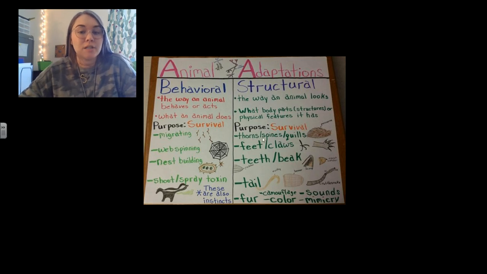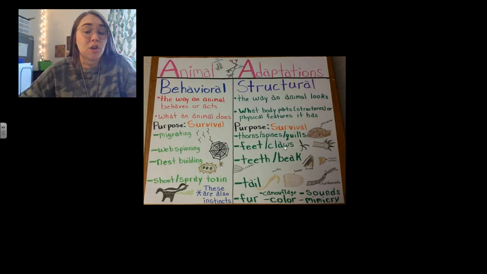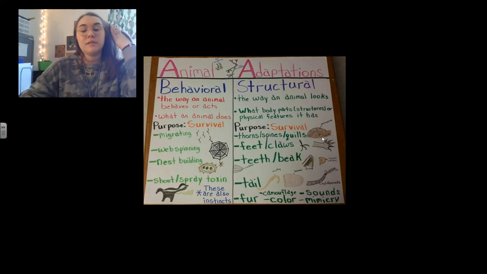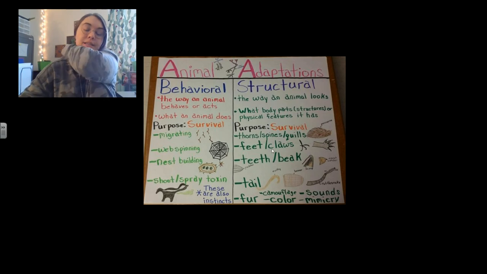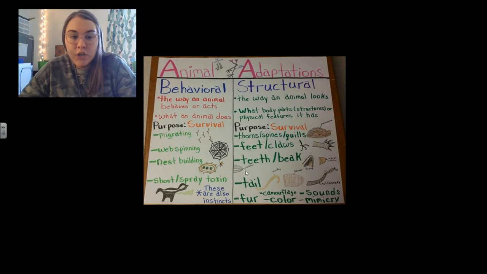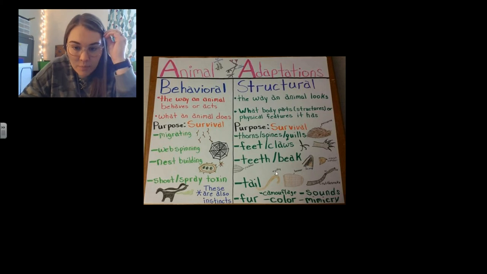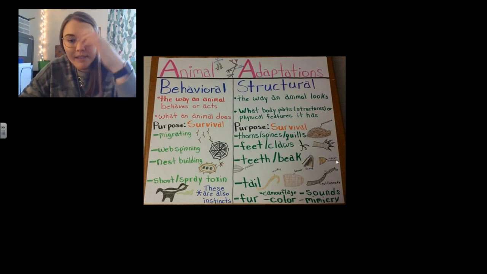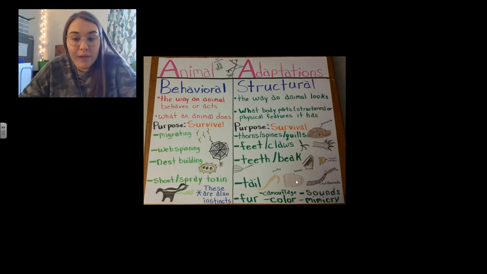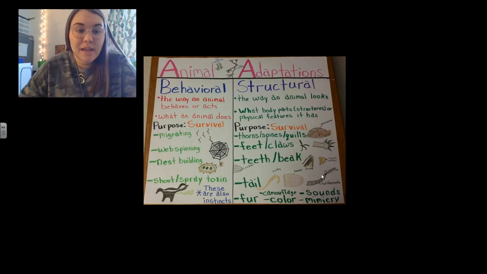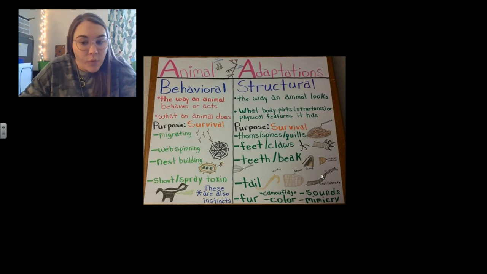We might see thorns, spines, or quills, like on a porcupine or a hedgehog. Feet or claws: they might have different types of feet, like birds have different feet and alligators have different feet. Those are adapted to their environment and to what they use their feet for. We might see different types of teeth or different types of beaks, like a scoop beak. There's a bunch of different types of beaks. Then we have tails. We might have a beaver tail, a monkey tail, a rattlesnake tail. They all have different types of tails depending on what they use them for.